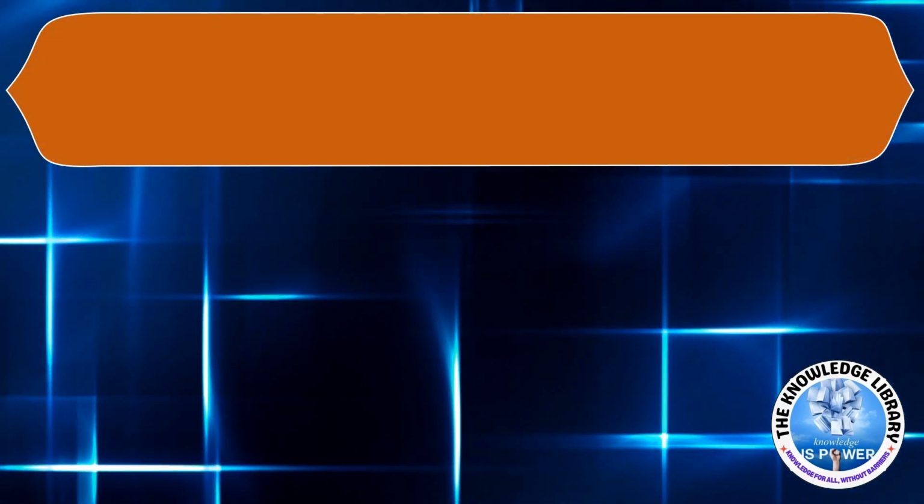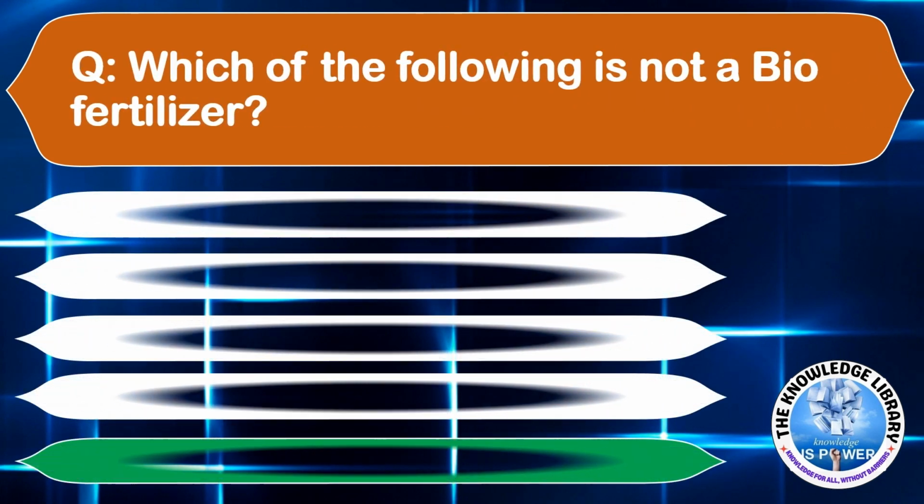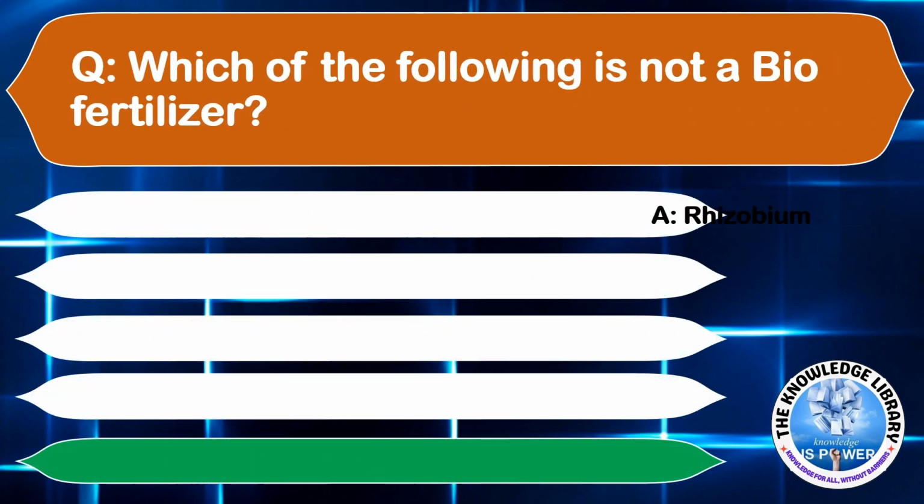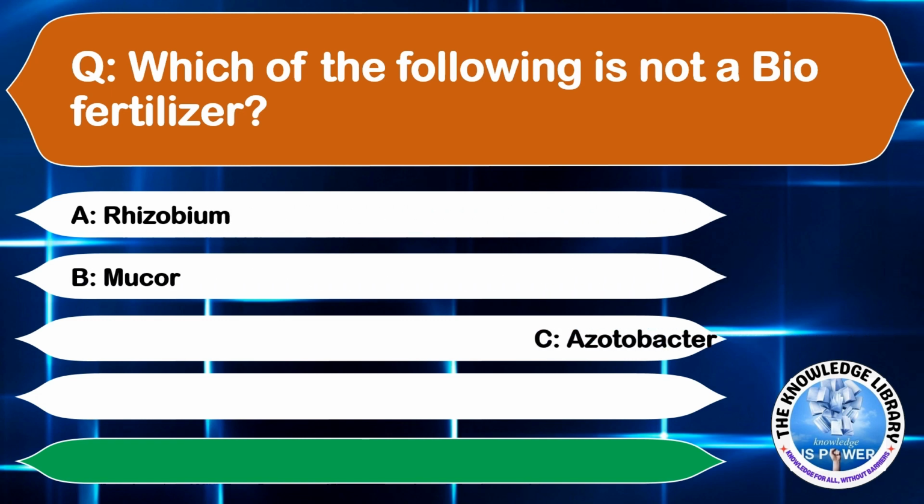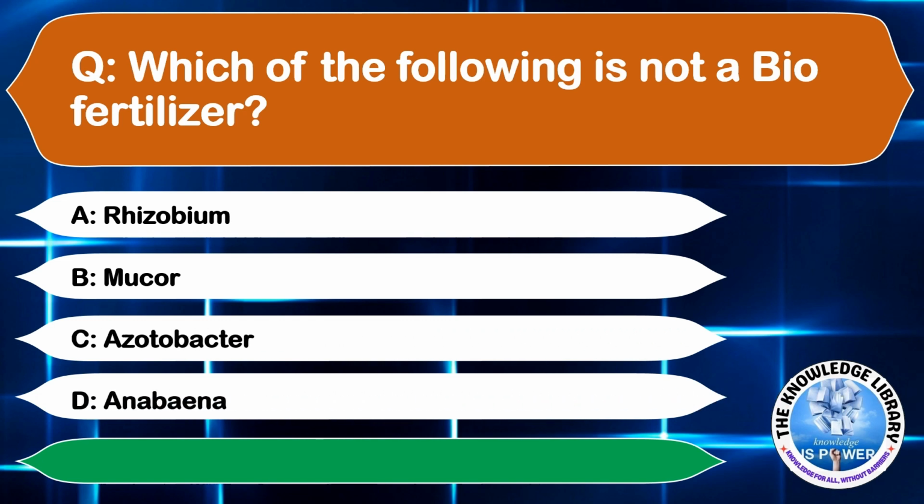Which of the following is not a biofertilizer? A. Rhizobium. B. Mucor. C. Azotobacter. Or D. Anabaena. The correct answer is option B, Mucor.